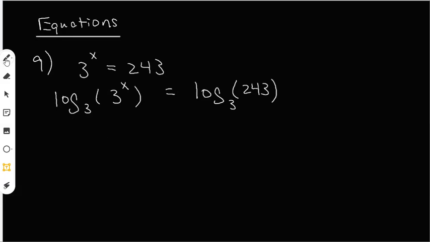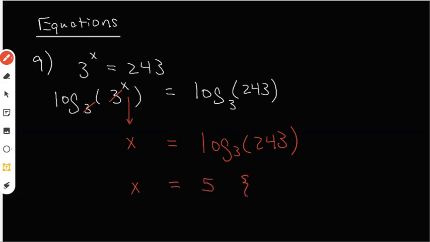What that's going to do is cancel out the two bases right here. The logarithm base 3 and the exponential base 3 are going to cancel each other out. And then whatever's the exponent is just going to be brought down, which is x. On the other side, I still have logarithm base 3 of 243. And that is the exponent. That takes 3 to 243, and that is going to be 5. So 5 is going to be my answer.